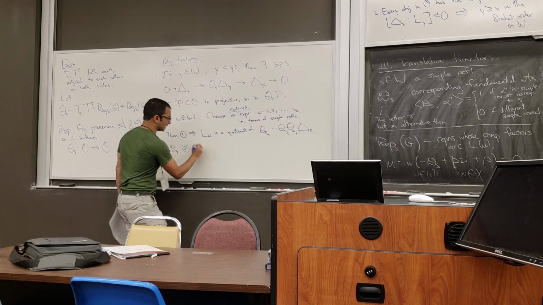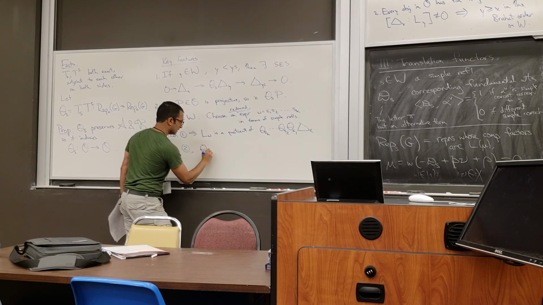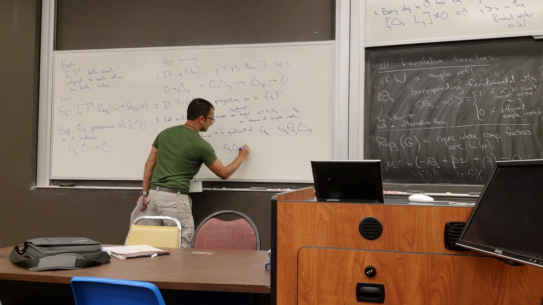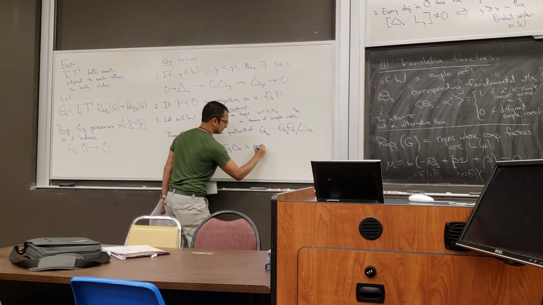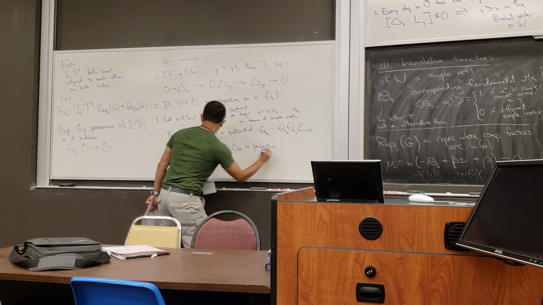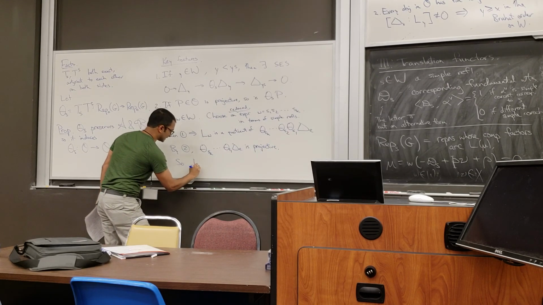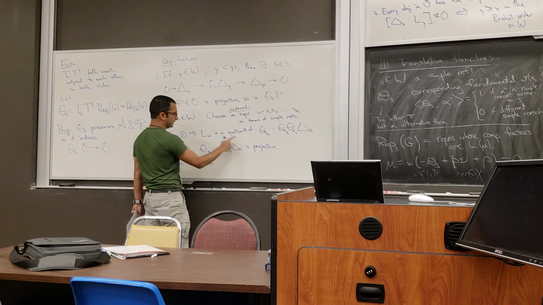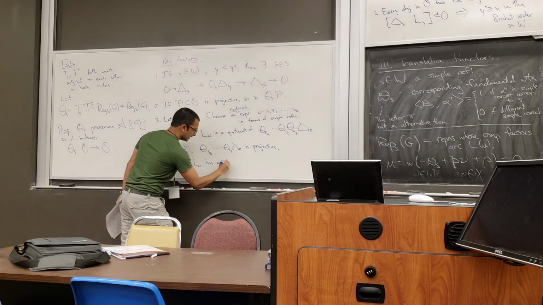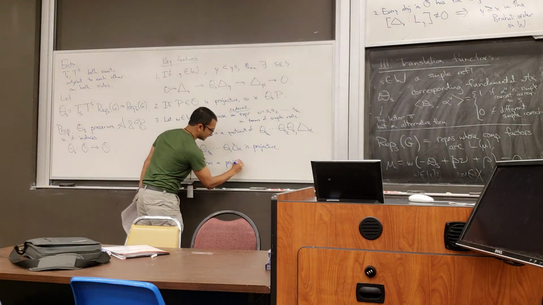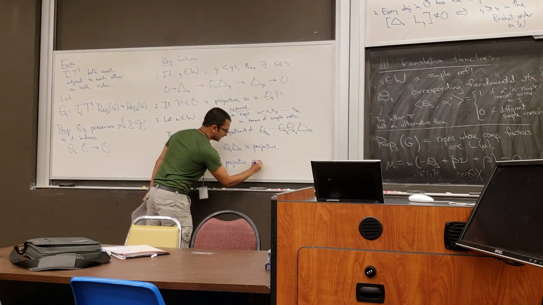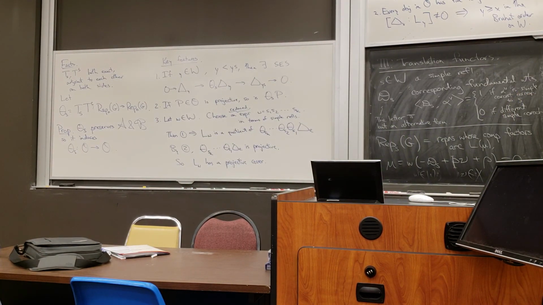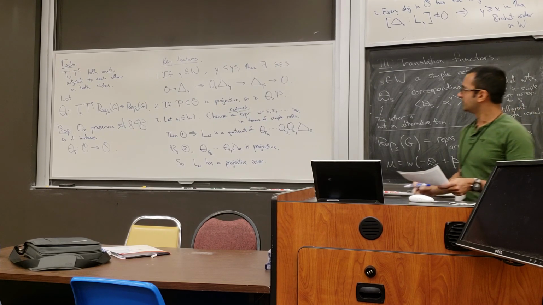By two, this object is projective. So L w has a projective cover. If you pick out a suitable indecomposable summand of it, then that will be the projective cover of L w. So this is the sketch that category O has enough projectives.